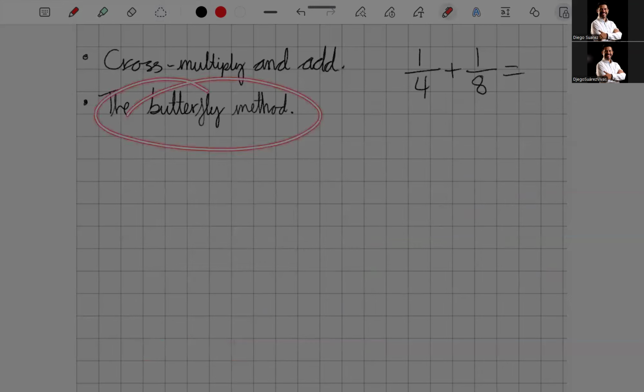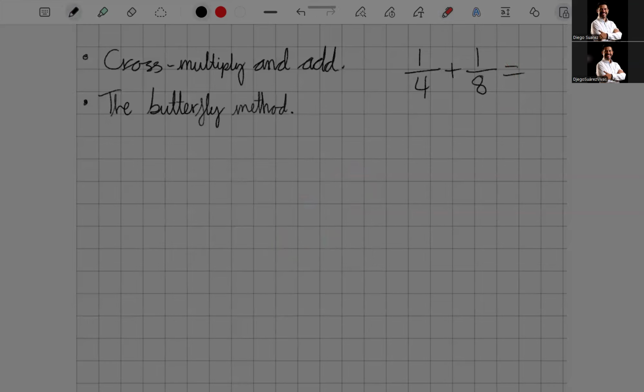It's called the butterfly because it actually resembles butterfly wings, right? Something similar to this, right? Yeah, this is a butterfly. As you can see, something like that, right? So how do we do it? Let's continue with the same fractions, which are 1/4 plus 1/8.